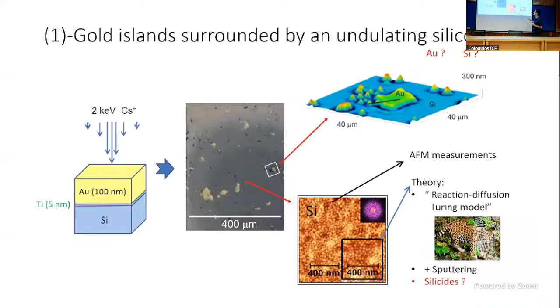But we can model this. Okay, this is experimental data. This is a small square here, theory. That's the kind of theory that, more or less with modifications, Turing proposed to explain these patterns in animals, for example. But there is also the sputtering. The equations are a little bit different.